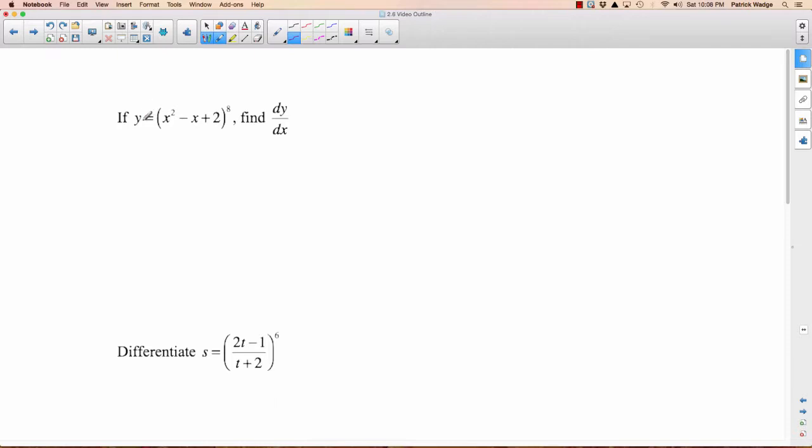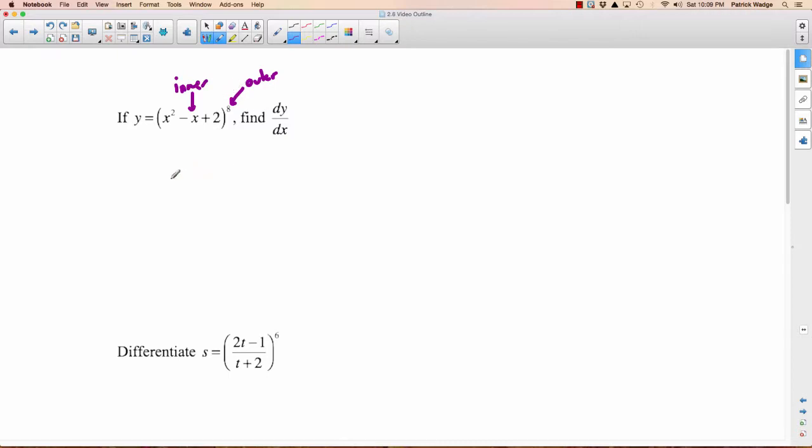Okay, here's another one. If y equals x squared minus x plus 2, all raised to the 8th power, find dy/dx. Of course, dy/dx means find the derivative. So the first thing, again, you want to get clear on is what's the outer function and what's the inner function. The outer function is something raised to the 8th power. So this is the outer function, or the shell. The inner function is the x squared minus x plus 2. This is the inner function, or the kernel.